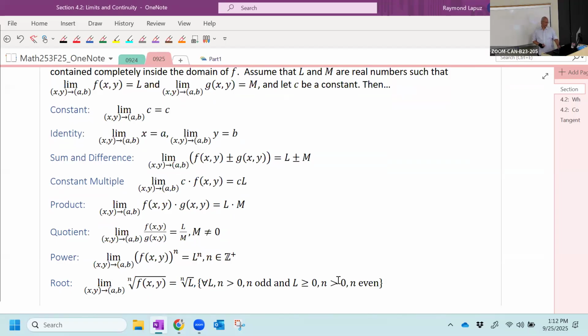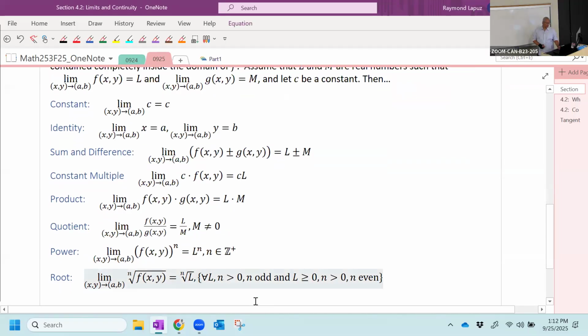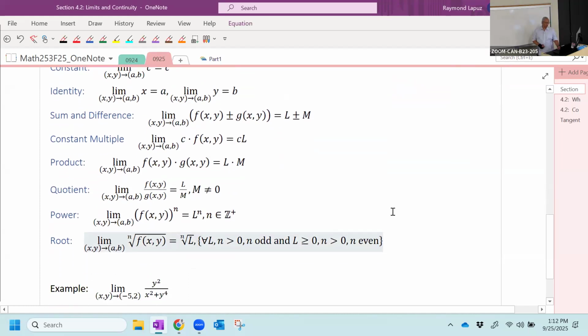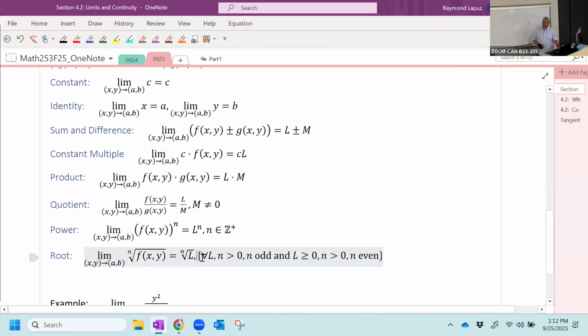There are some special instances of what happens with the roots, whether the root is positive or whether the root is odd or even. And I use the symbol again for all. Upside down A, remember, stands for all. So for all L, for all limits. And again, all this is going to allow us to just put in the values for our limits, as we'll see in our first example.